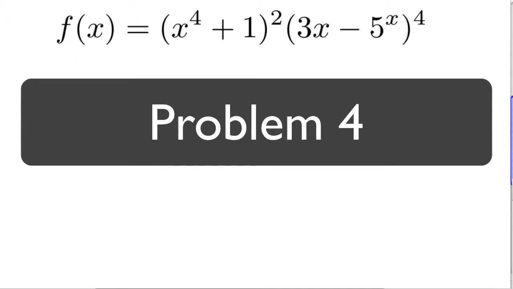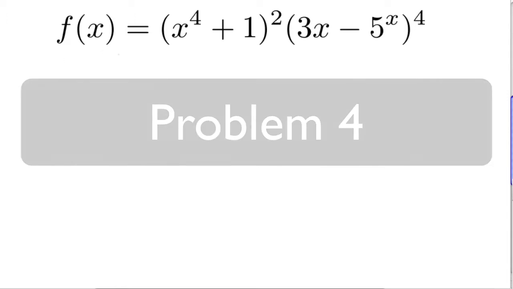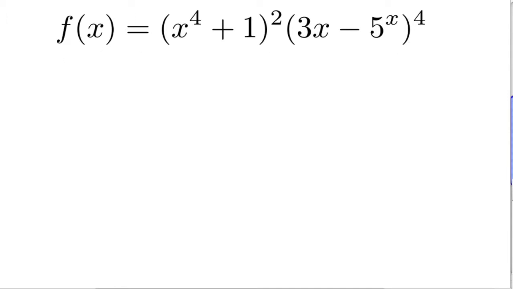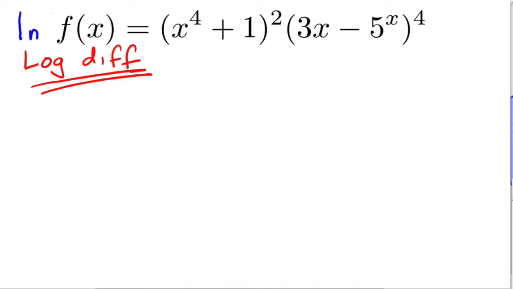Okay, so finding the derivative of this function isn't too difficult, but we want to practice using logarithmic differentiation. So we're going to use that to find the derivative of this function. So remember, the first thing that you do is you take the natural log of both sides.